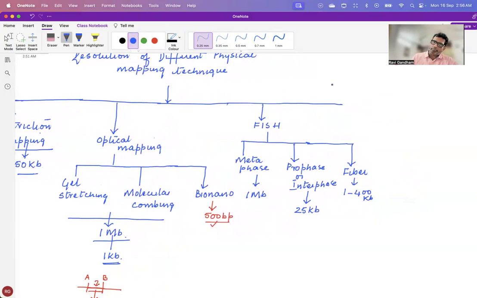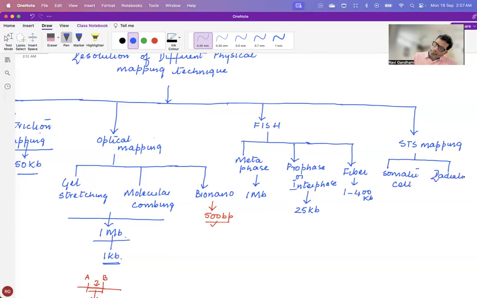which I'll draw here as an extension. You have STS mapping. Under STS mapping, we have looked at two different variants. One is simple somatic cell hybridization. And the other one, which is a modification of somatic cell, is nothing but radiation hybrid mapping.